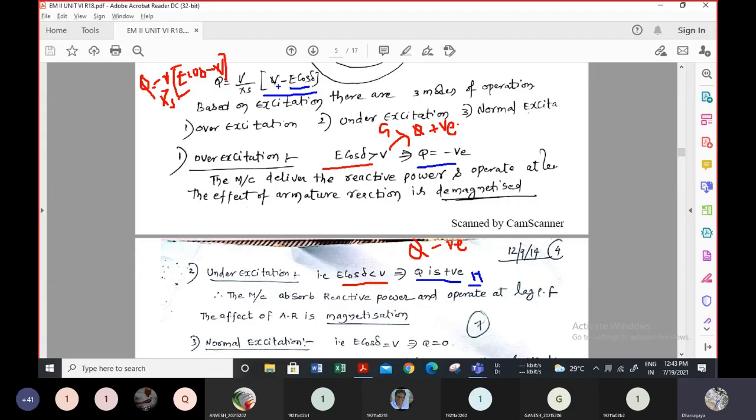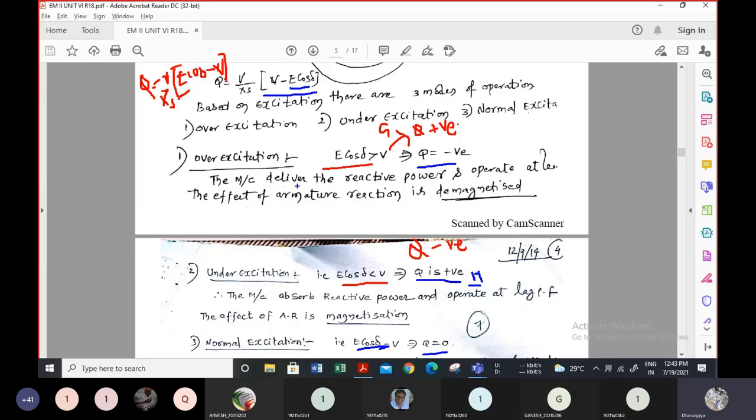You can see the formula V minus E cos delta is positive here. Under normal excitation, what is the condition? E cos delta is equal to V here. So then Q equals 0. Let's get back to the overexcitation case.